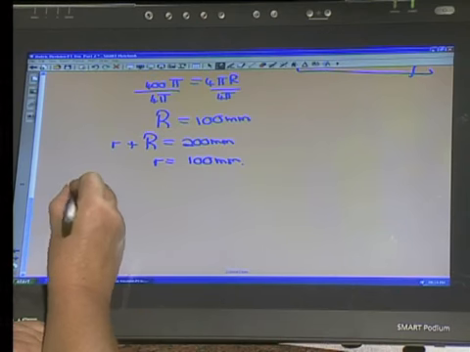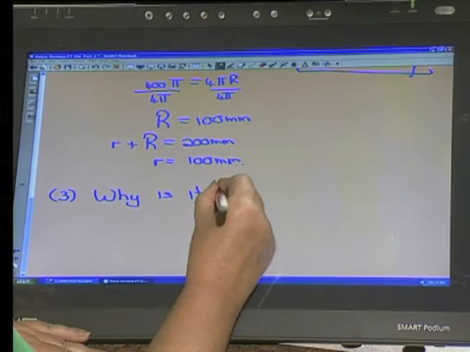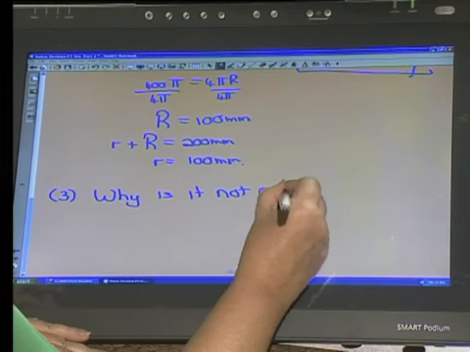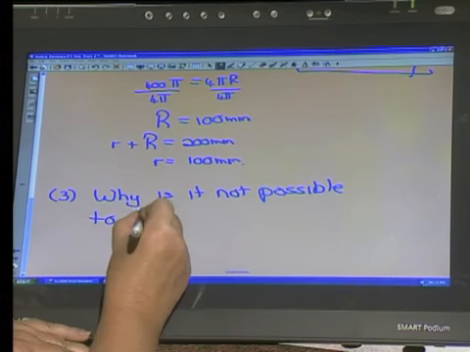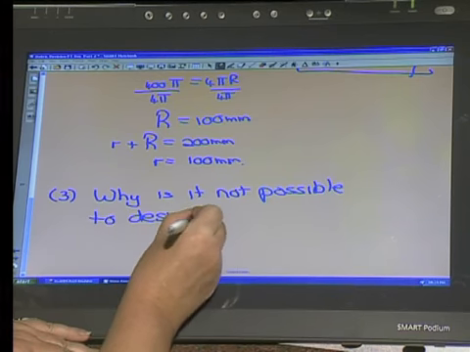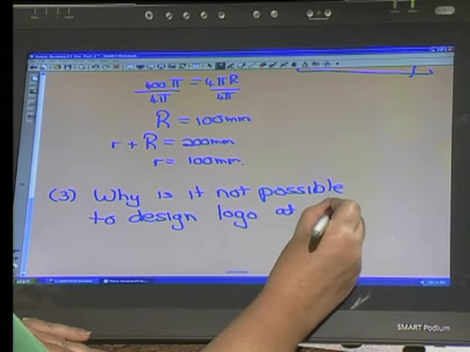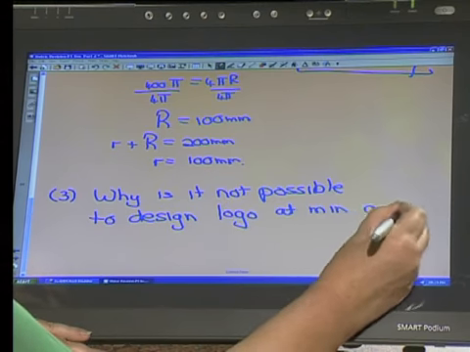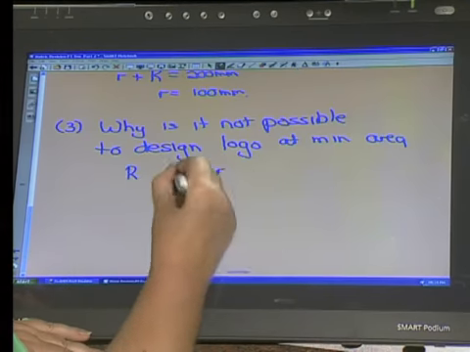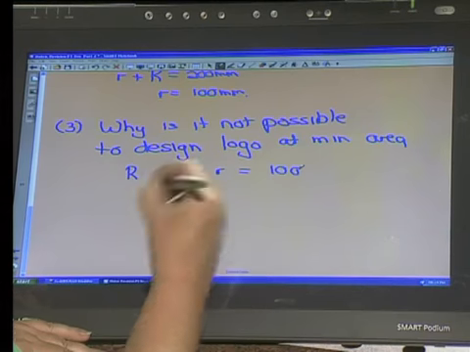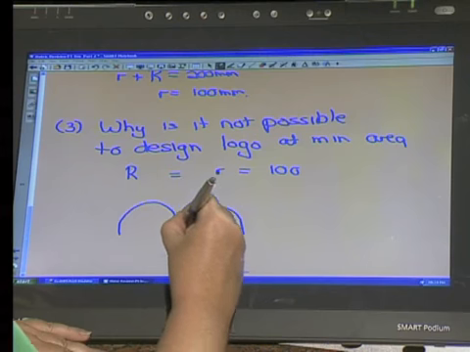So the third question says to me, why is it not possible to design the logo as they want it at a minimum area? Well, what is happening to this figure, Sandila? If the big R and the little r are both 100, do you agree with me that how this will actually look is sort of like this?